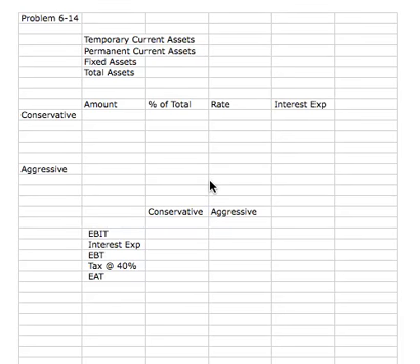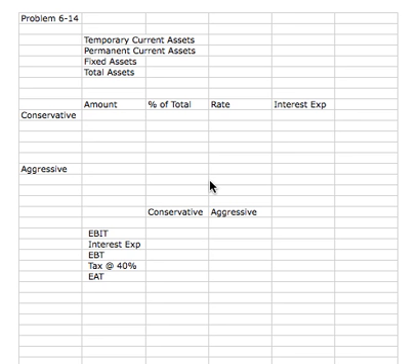Okay, let's work on problem 614. This is an analysis and comparison of conservative and aggressive financing ideas and financing alternatives. I've already laid out my spreadsheet so that it makes it a little bit easier for me to enter everything relatively quickly and keep it in some order so that we can follow it as well. So Guardian Incorporated is trying to develop an asset financing plan.